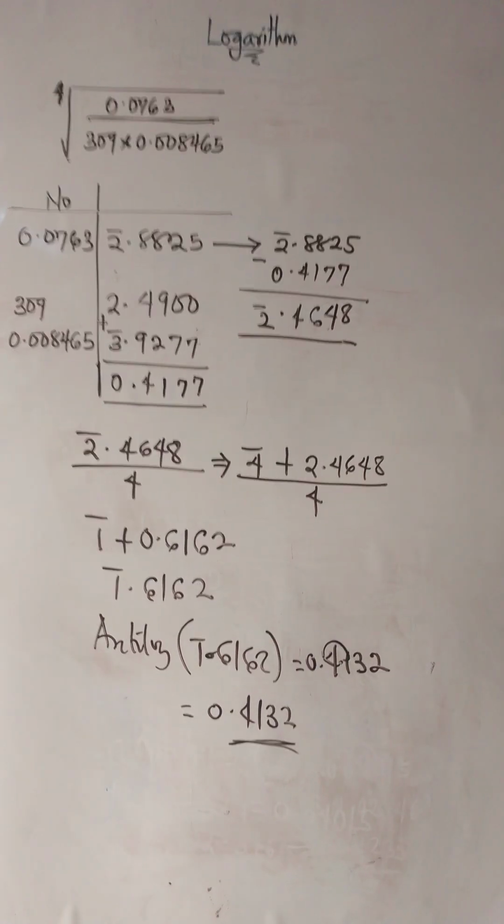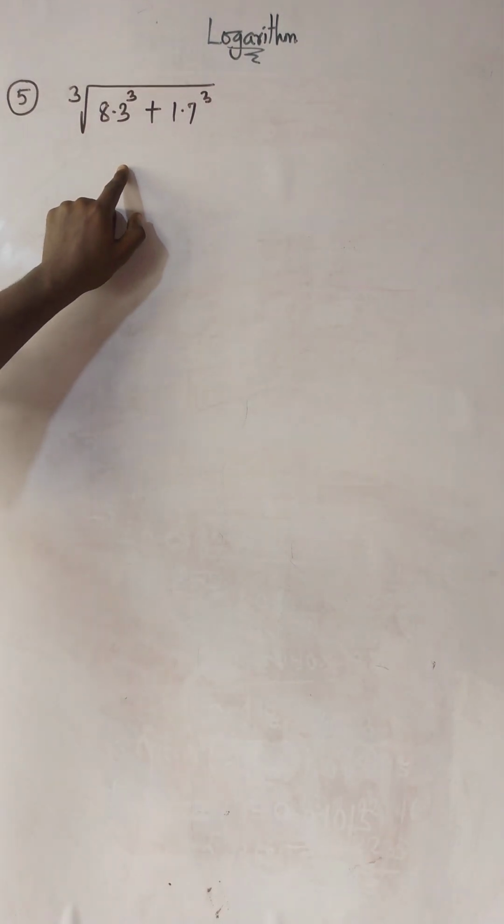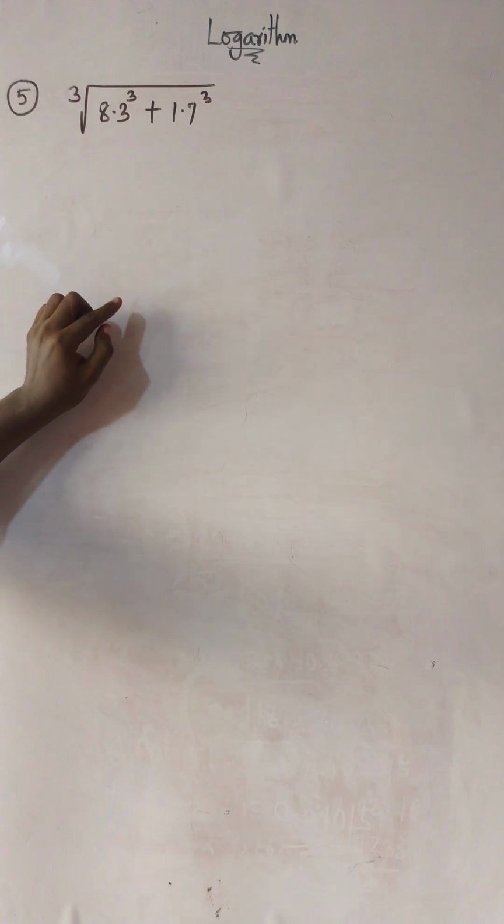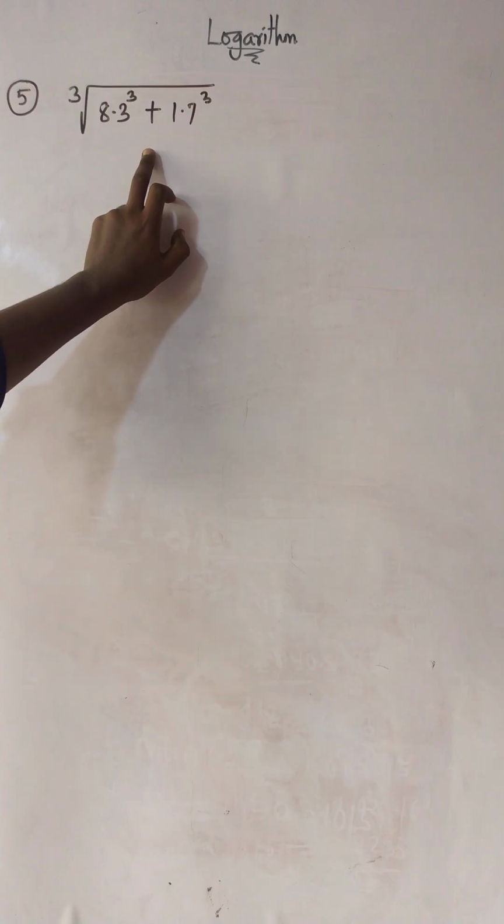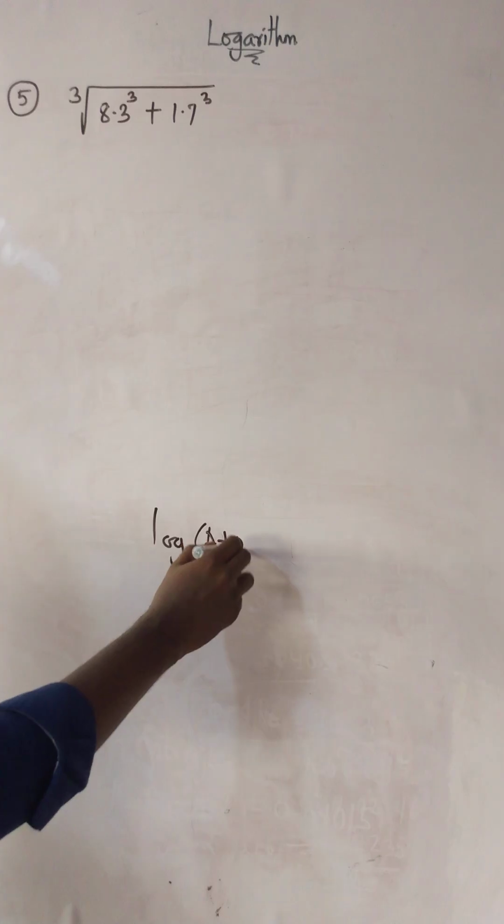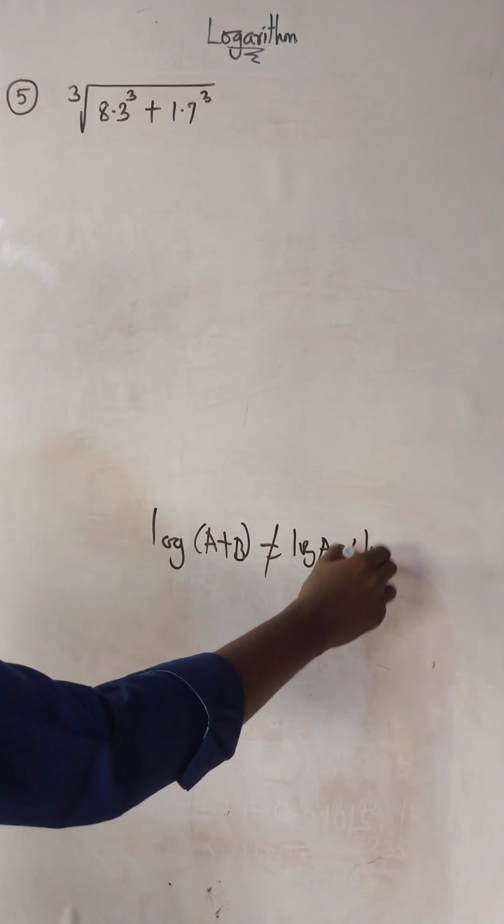Let's take the last question. Now look at this question. It looks simple, but if you're not careful, you get it wrong. Because in law of logarithm, we turn times to plus, but we don't turn plus to times. Meaning, if you have log a plus b, the answer is not log a times log b.